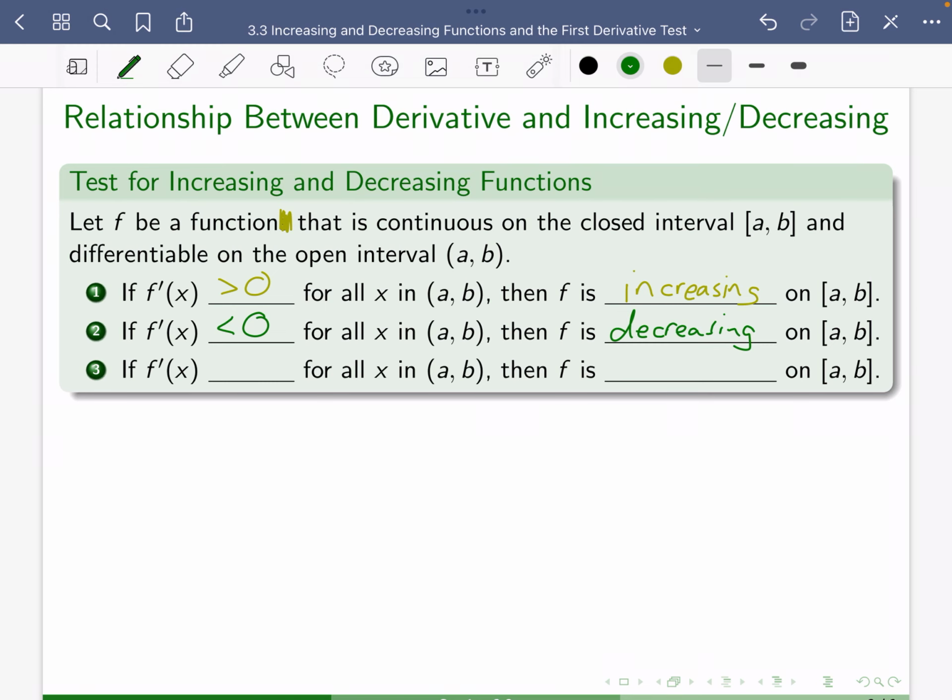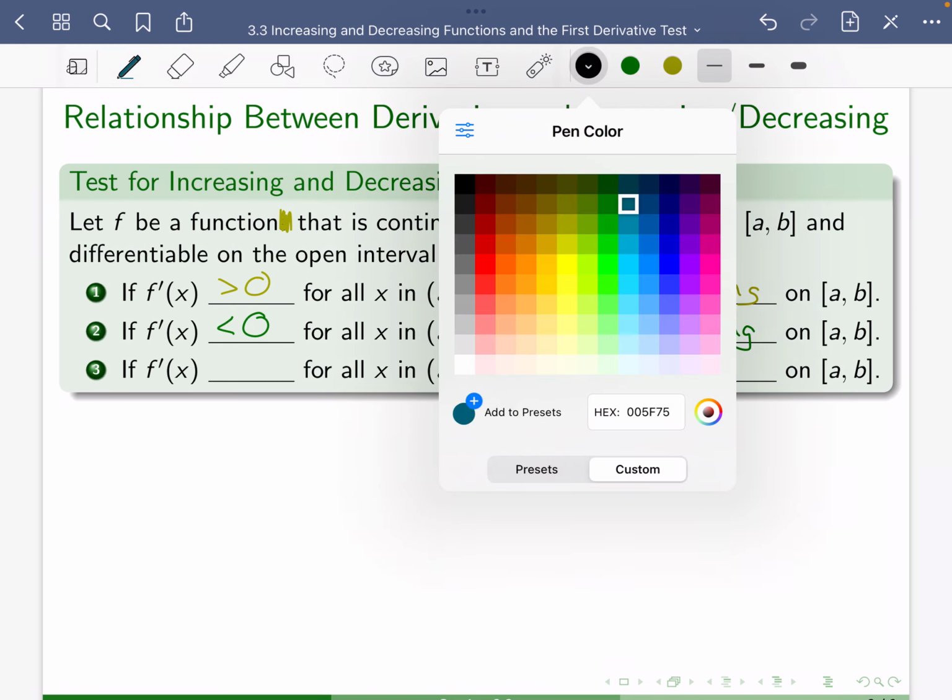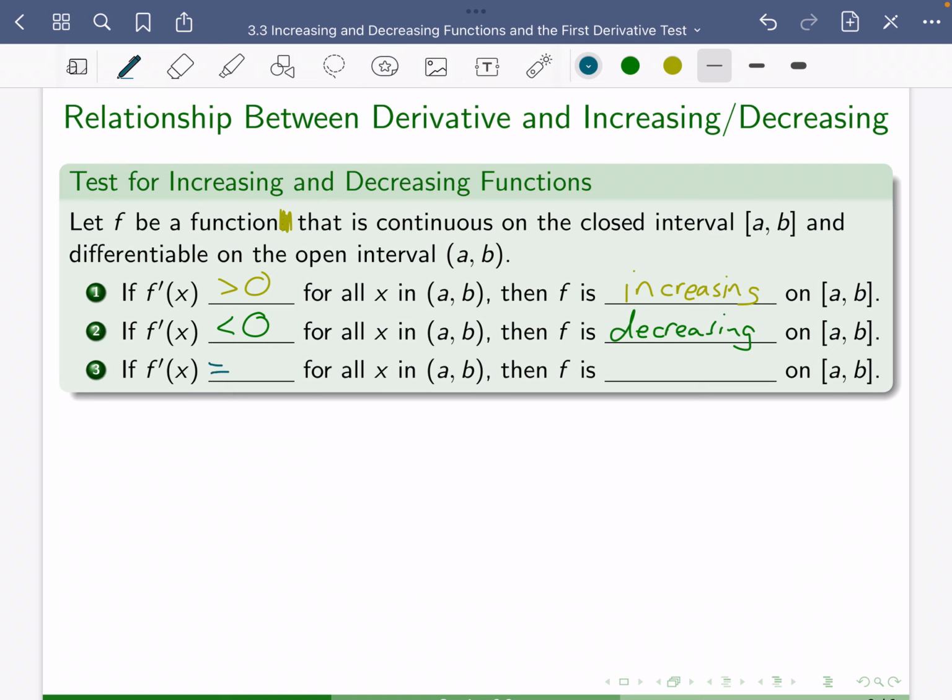And if that function value is equal to 0, then it is horizontal. It would be neither increasing nor decreasing. So let's talk about a strategy where we could find intervals of increasing and decreasing. Really it's going to boil down to looking at the derivative, finding where that derivative is 0, and then finding where it's positive and negative.